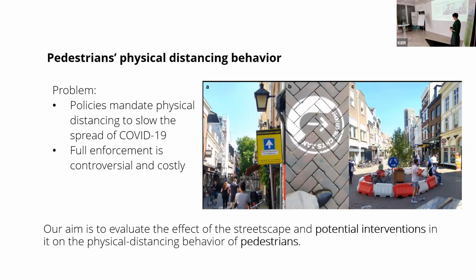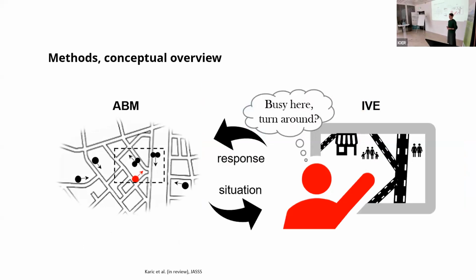So our aim in this project was to evaluate the effect of the streetscape, so what's happening in the street, and potential interventions in it on the physical distancing behavior of pedestrians. And we did that by connecting 2 methods. One was a geosimulation model, in this case an agent-based model of how pedestrians move through a city. And we did interventions, so that's in this case the what-if scenario. The if is interventions for pedestrians. More specifically, we used the one-way street example. And then the other tool that we used was an immersive virtual environment. And we did that in order to find the behavior of the pedestrians.